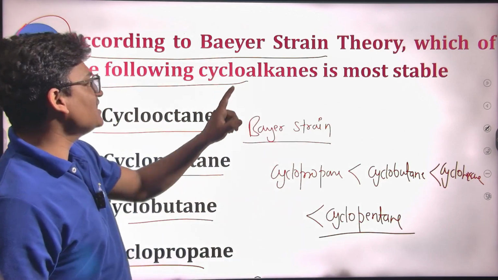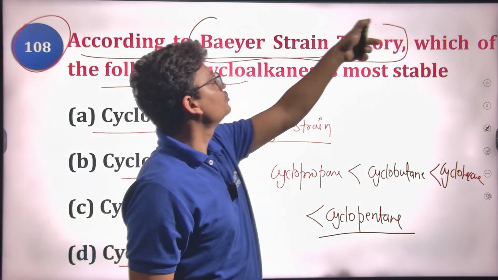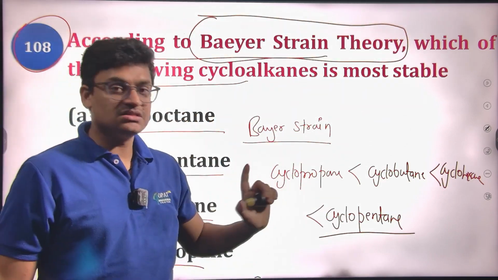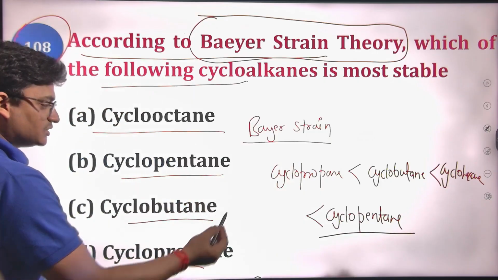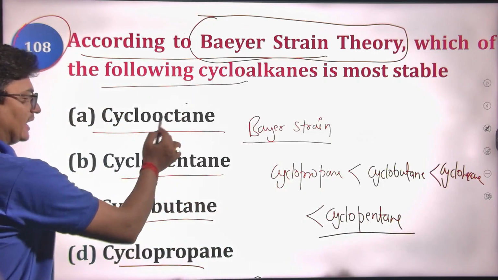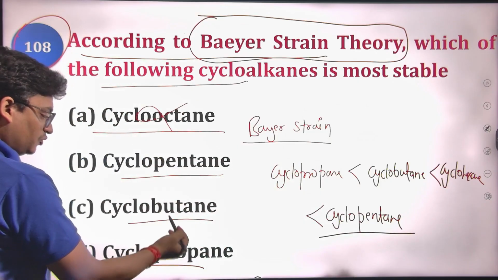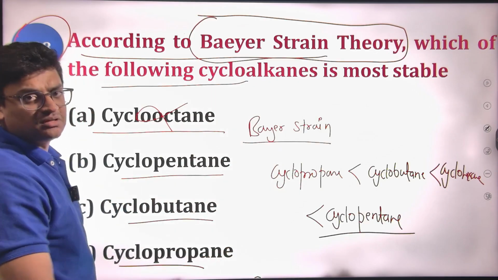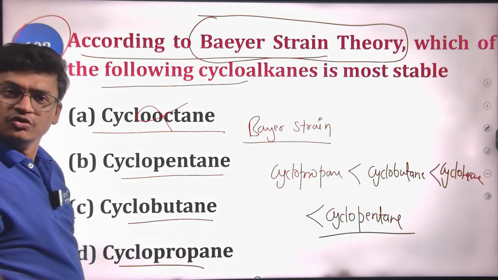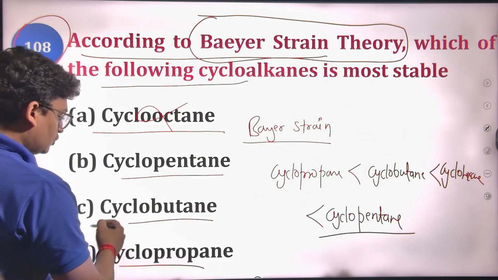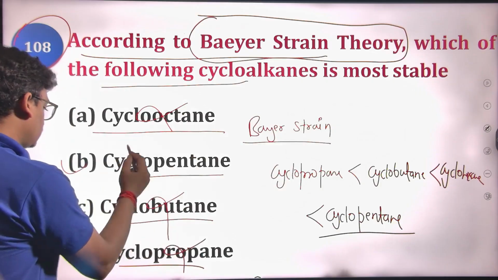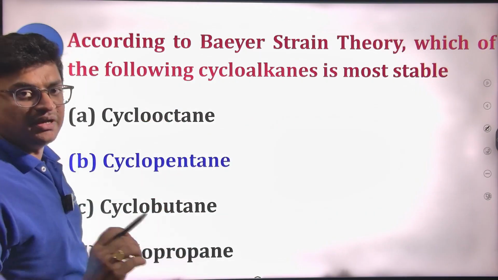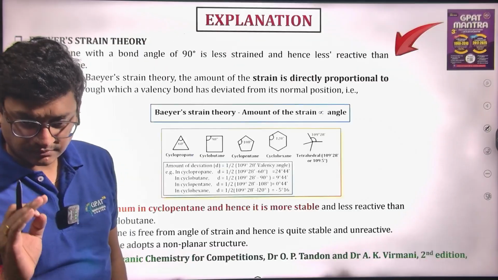So if we are asked about the Baeyer strain theory, according to Baeyer strain, we always mark our answer as cyclopentane. Octane, that is not the case. Pentane, butane, propane. There was no option for cyclohexane, so no confusion left at all. So this is not correct, this is not correct. The right answer will be B, that is cyclopentane.